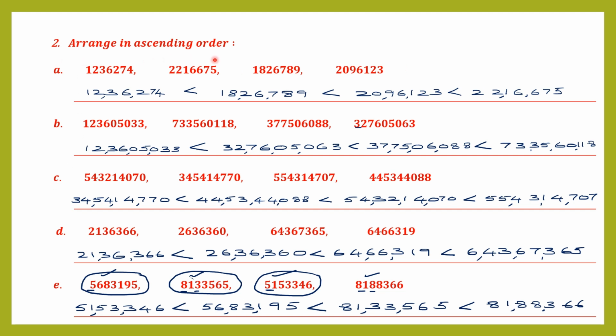So what have we done here? We have arranged all the numbers in ascending order, from small to big. We will stop with this for now, children. In our next video, we will continue with the remaining questions. Thank you, children.